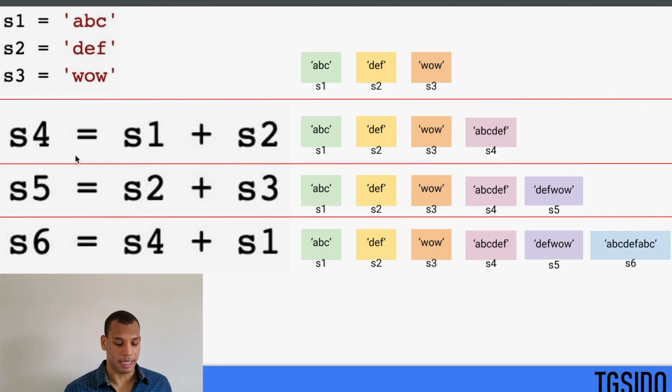And so now a simple example. We're going to create 3 string variables, S1, S2, S3, right? S1 is ABC, S2 is DEF, and S3 is WOW.